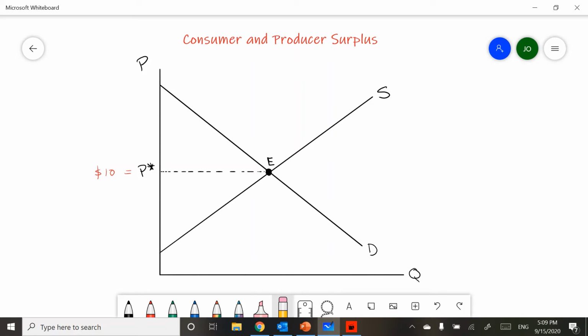In any market, we have a demand curve, and that demand curve is made up of all the different consumers that wanted to purchase a product. Now, let's focus in on a couple of consumers. Let's label the first one Consumer A. And let's just say that Consumer A had a willingness to pay of $20.